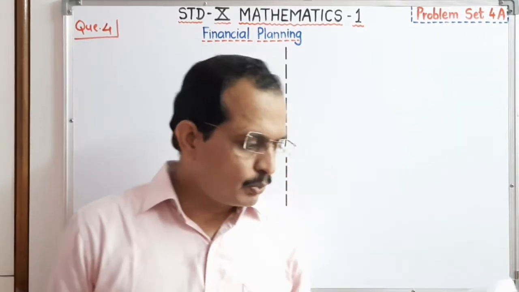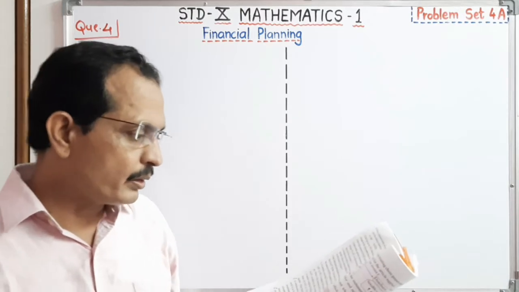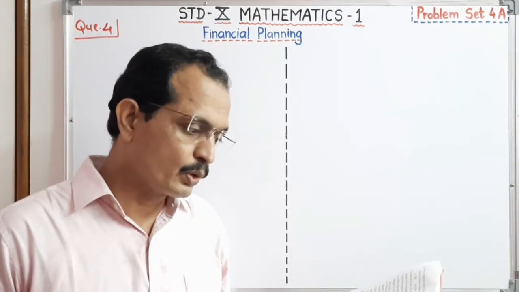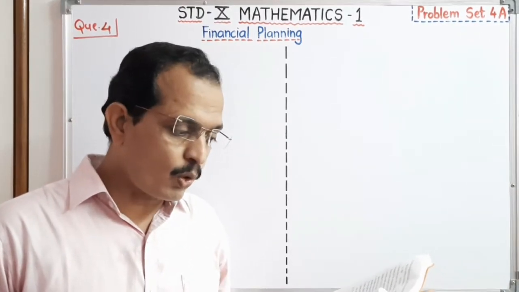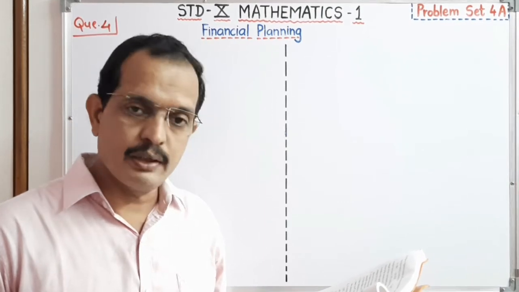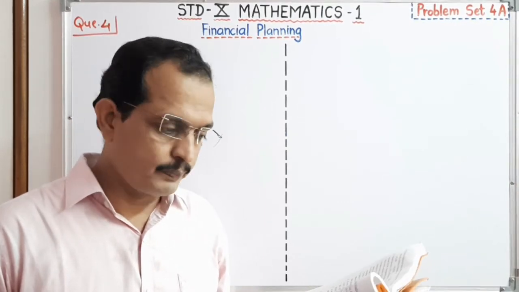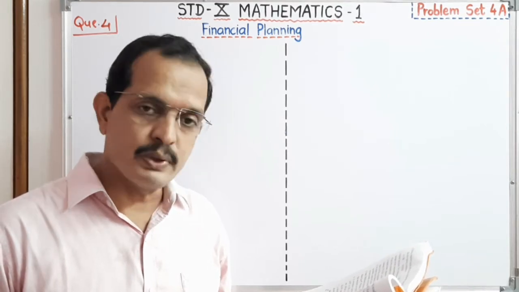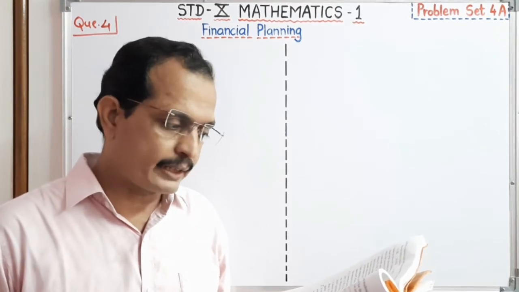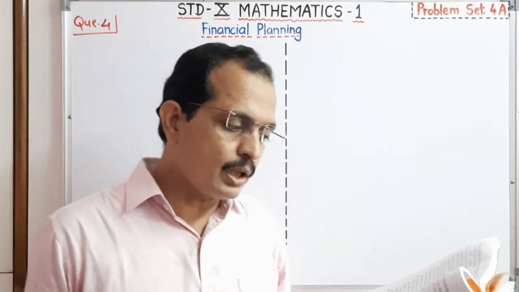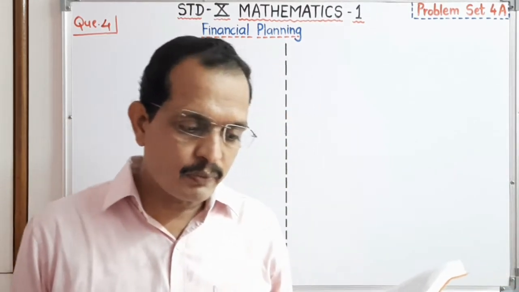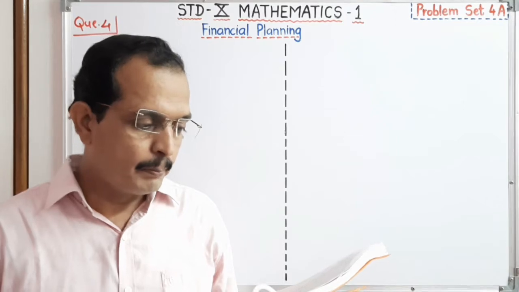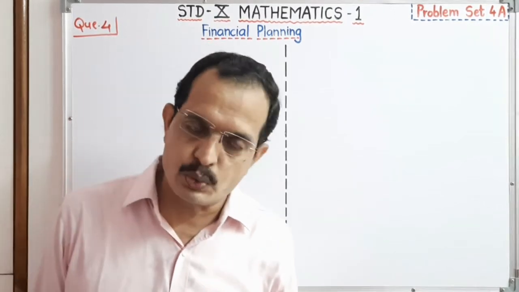See the question number fourth. A trader from Surat, Gujarat, sold cotton cloth to a trader in Rajkot, Gujarat. The taxable value of cotton clothes is rupees 2.5 lakhs. What is the amount of GST at 5% paid by the trader in Rajkot?